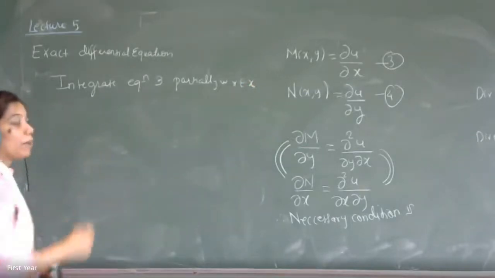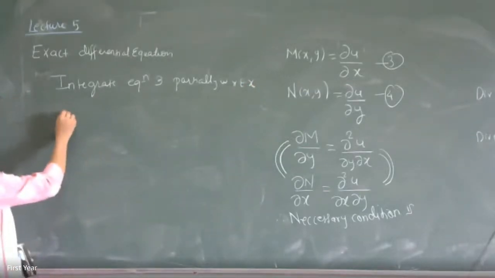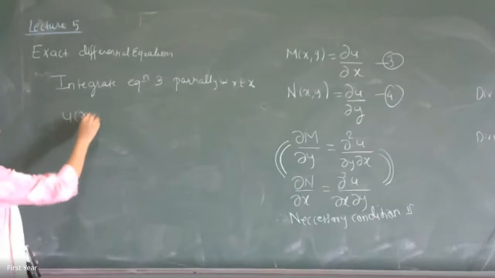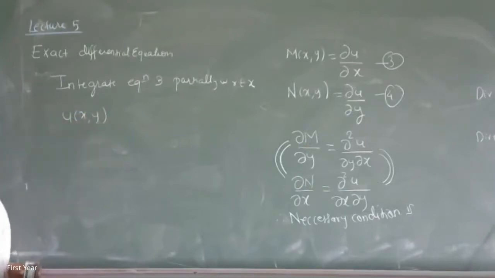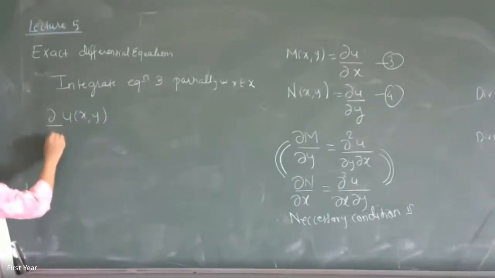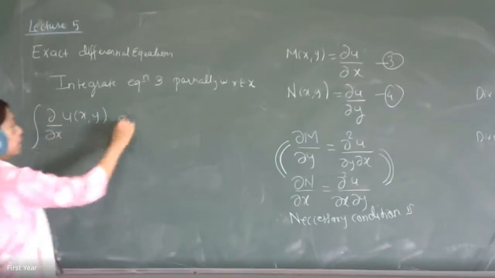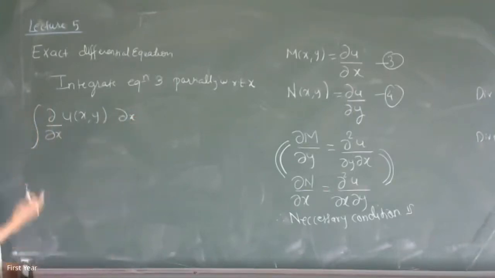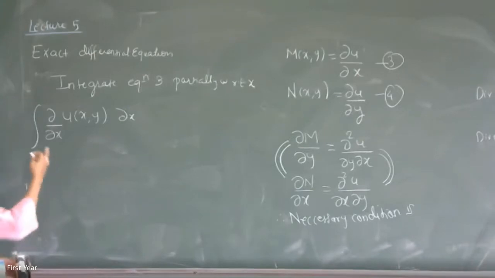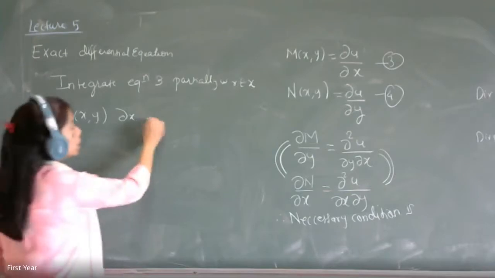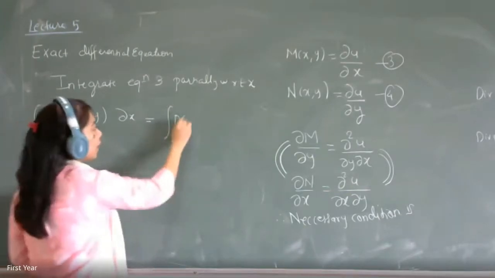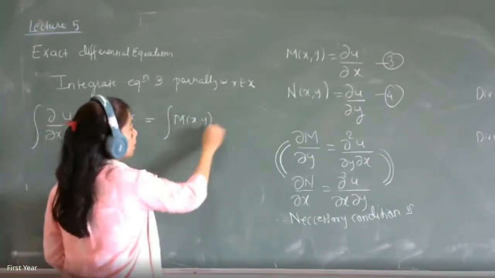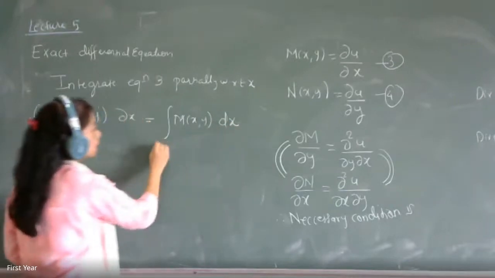So what will be ∂u/∂x? It will become the integration of ∂u/∂x dx. While writing here, I am writing it as ∂x. Actually, it is because I am doing partial integration, which means y is constant. Okay, is equal to the integration of mxy dx. Here y is constant.